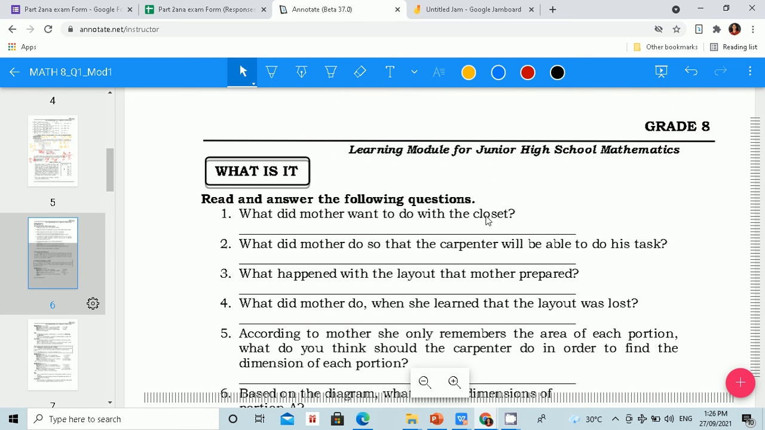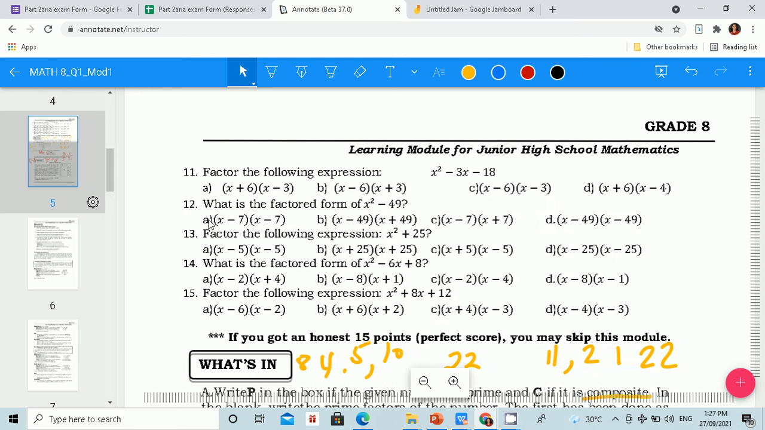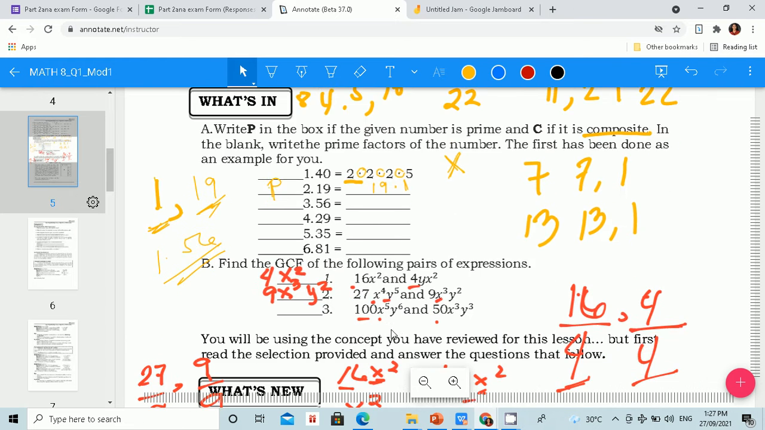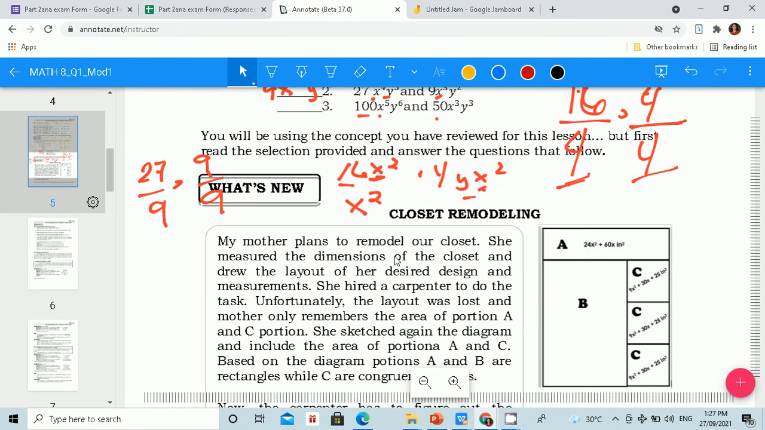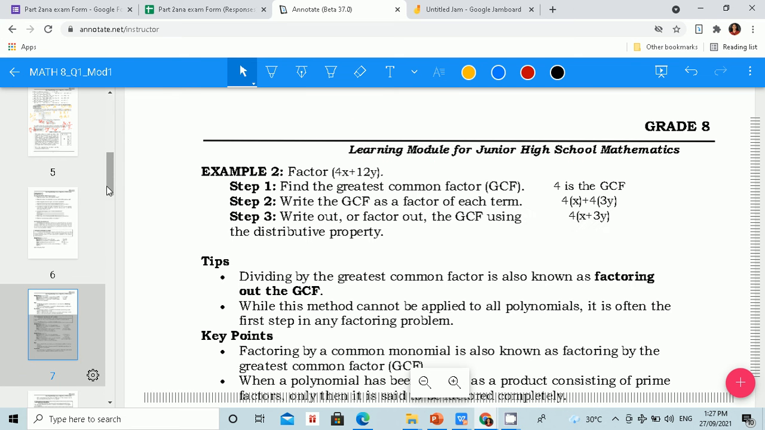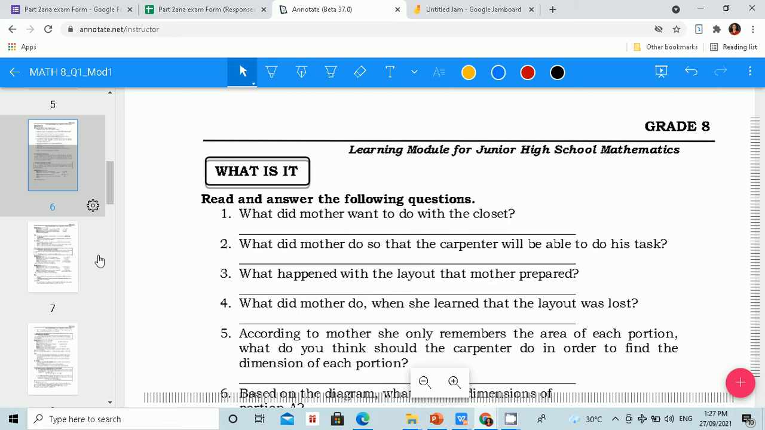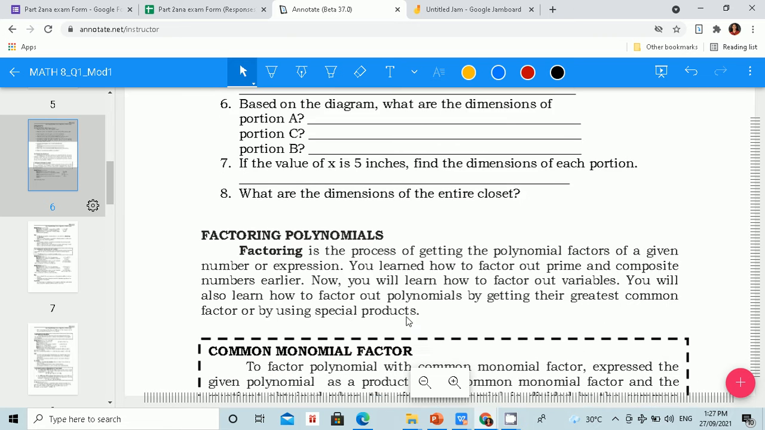What did mother want to do with the closet? Okay, so you will refer to that here, the closet remodeling. Then, okay, let's go to factoring polynomials.